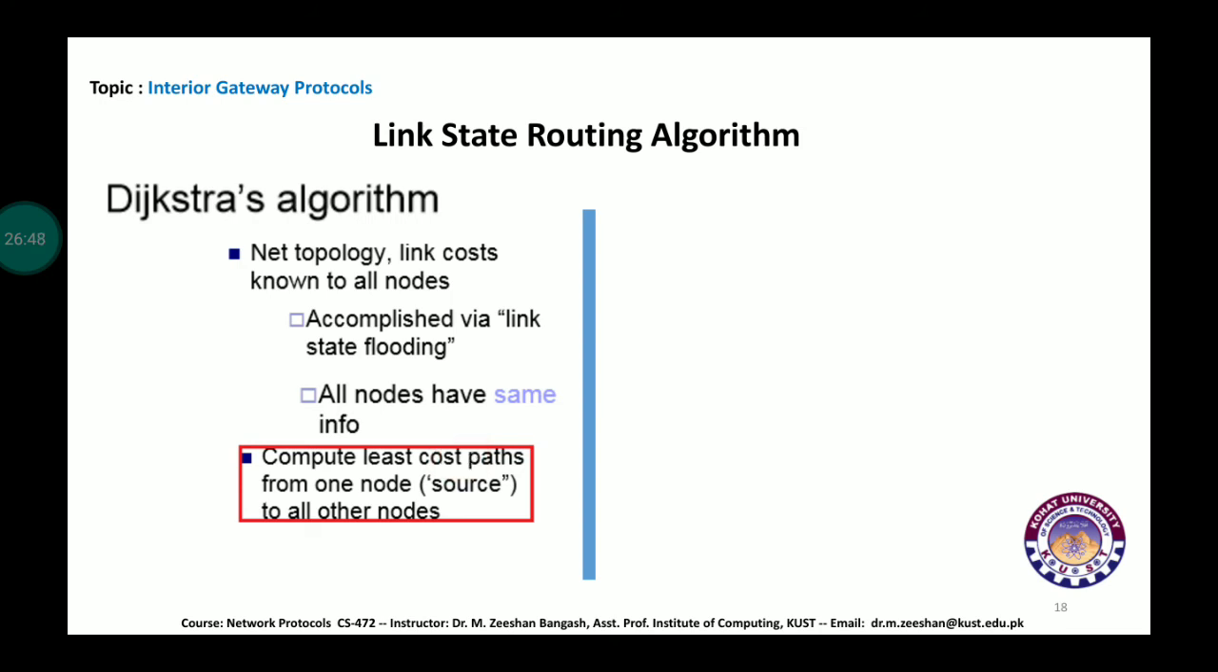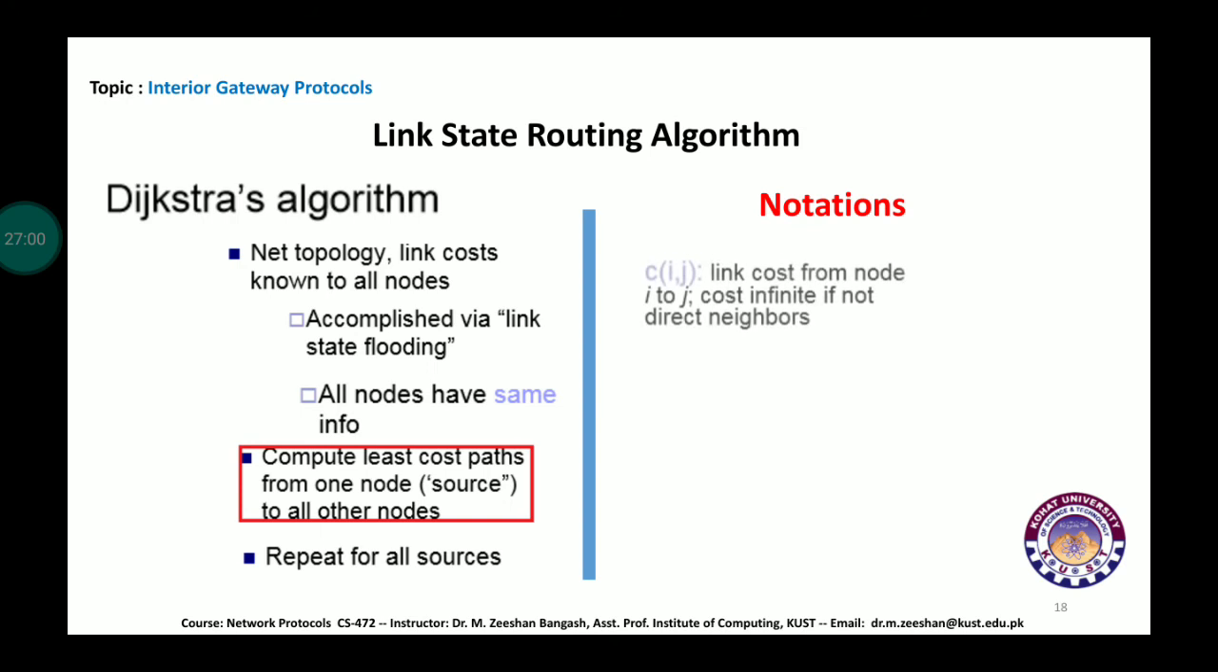We'll be looking into diagrammatically in the upcoming slide how the least cost is calculated stepwise, and then the whole process is repeated for all the other sources. There are some notations that need to be considered. C of I and J is basically the cost information, the details about the cost, from I, which is the source, and J is the next intermediate, or it might be a destination.